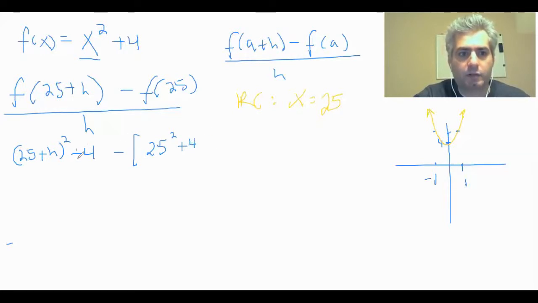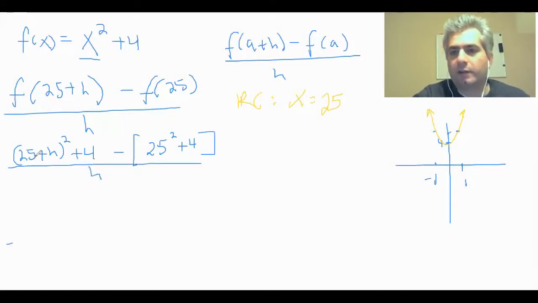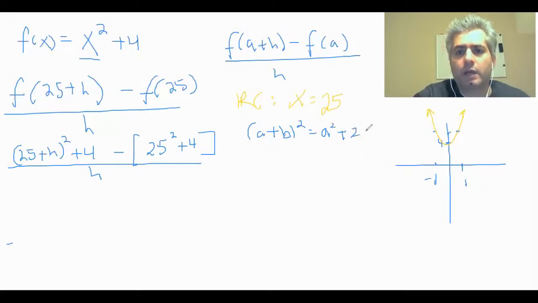So this is also plus 4 here, all over h. So now we're going to simplify the (25 plus h) squared. If you remember, this is a binomial square, a perfect square binomial, and that follows a simple pattern. The pattern for that is (a plus b) squared equals a squared plus 2ab plus b squared.